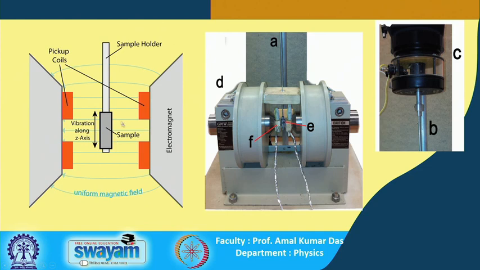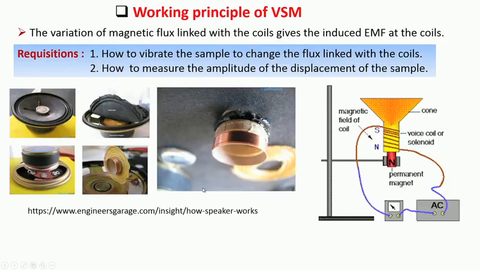So now if the sample vibrates, there will be a change of the flux linked with the detection coil, and you will get the induced EMF. We are measuring the induced EMF. So this part is also well understood after doing this course, right.